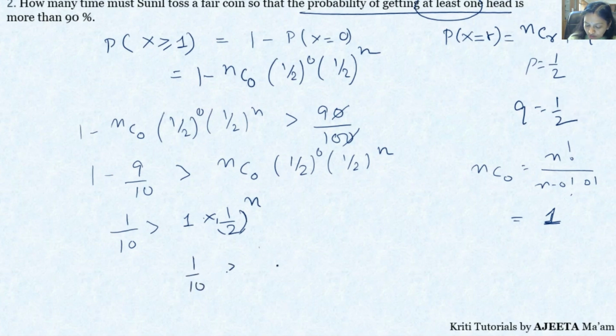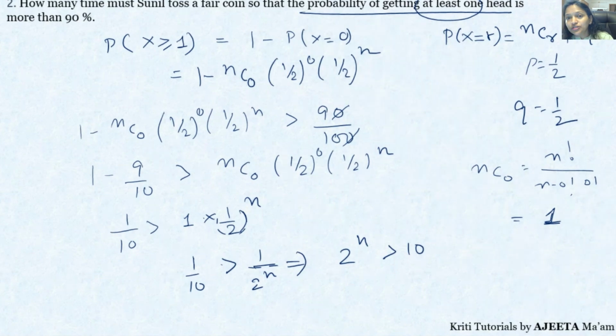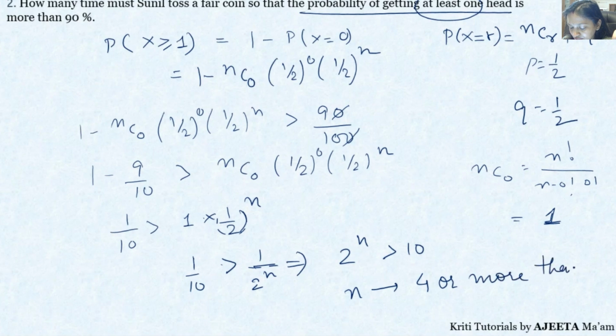is greater than 1 upon 2 raised to n. Cross multiply कर दीजिए. So 2 raised to n is greater than 10. Now, what to do after this? After this, just go for the hit and try. 2 raised to what is greater than 10? So n should be 4 or more than 4. That makes your answer. Because 2 raised to 3 is 8, which is less than 10, but 2 raised to 4 is 16, which is greater than 10.